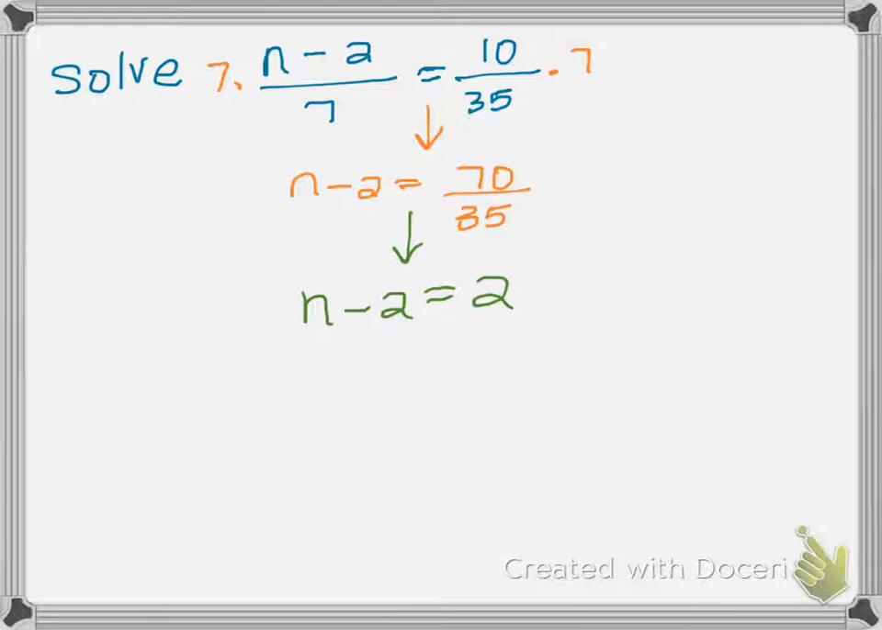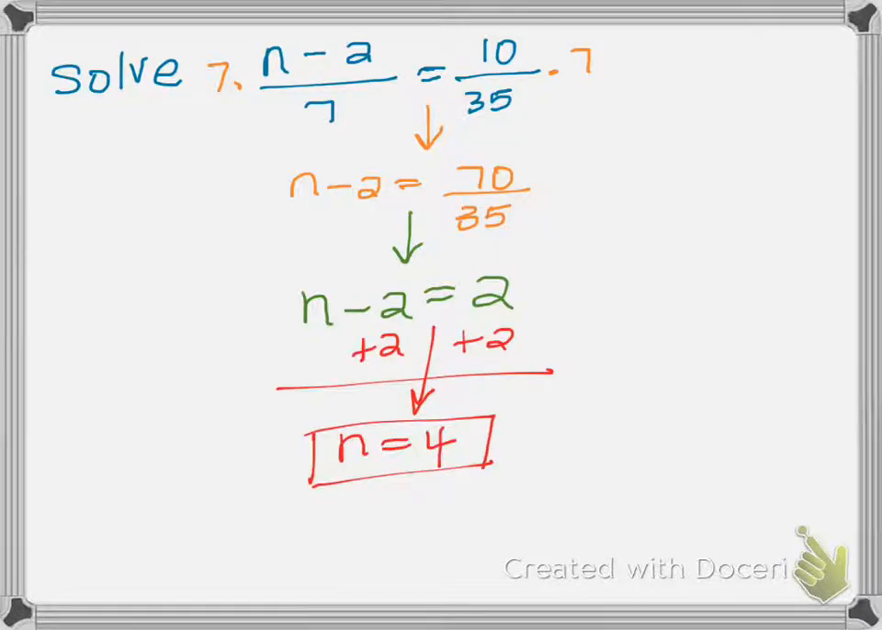And lastly, since I do want to isolate that n, right now I have a minus 2 attached to it. I have to use the inverse operation of subtraction, which is addition. So I have to add 2 on both sides to get my final answer that n equals 4. Once again, you can take that 4 and plug it in where you see n in the original equation, and both sides of the equal sign will have the same value.